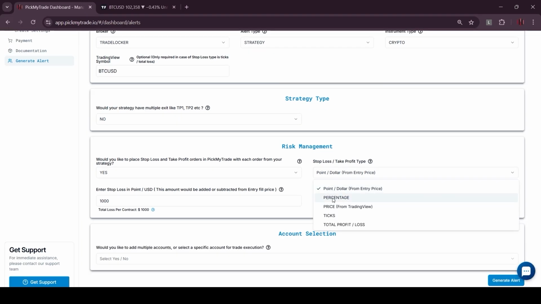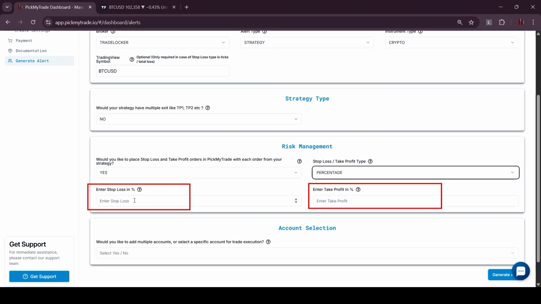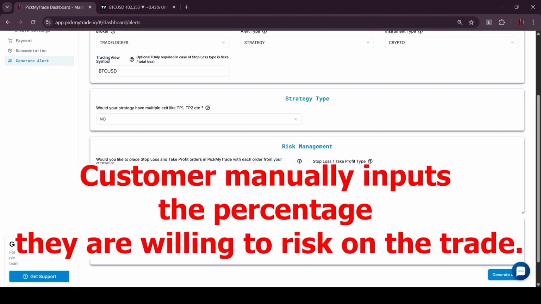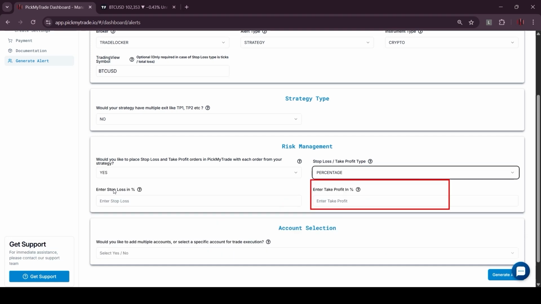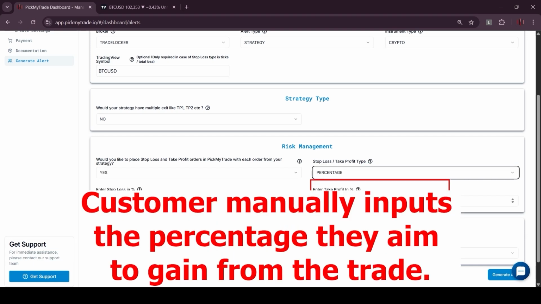The next option we have is percentage. Here in stop loss and take profit, you have to enter values in percentage. For stop loss, the customer manually inputs the percentage they are willing to risk on the trade. And for take profit, the customer manually inputs the percentage they aim to gain from the trade. Stop loss is calculated based on the entry price, then subtracted. Take profit is calculated based on the entry price, then added.